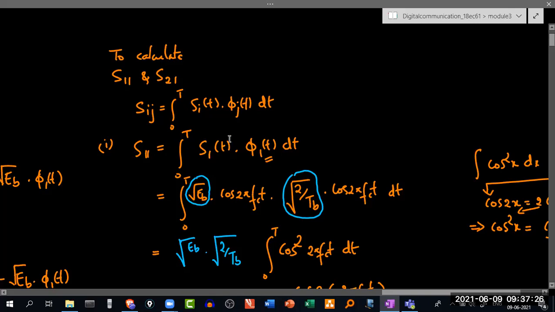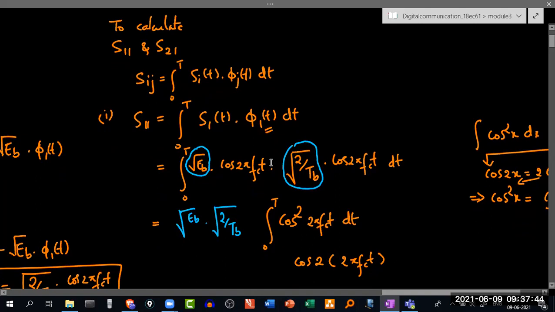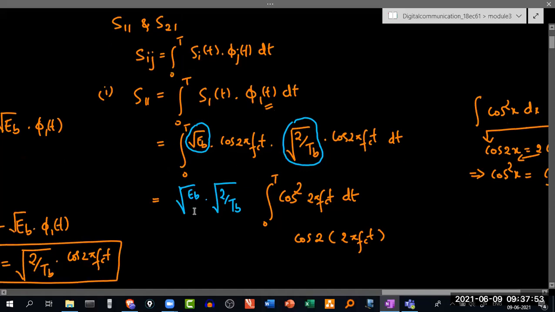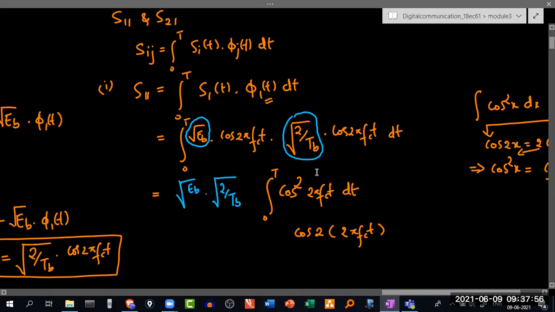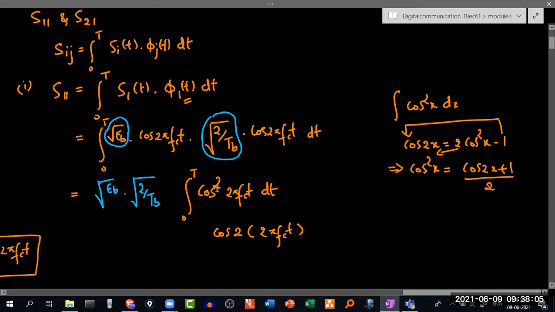So after that, we know the S1 of t value, that is square root of EB into cos 2 pi FCT, and in turn we do also know the value for phi1 of t, that is square root of 2 by TB times cos 2 pi FCT dt. So here I can take these two terms outside because these are just constant values and they play no role in this integration. In turn, I'll be left with two cosine terms that form cosine square. And by now we know, if we are having some cosine function and we have to do this integration, what formulas have to be used.